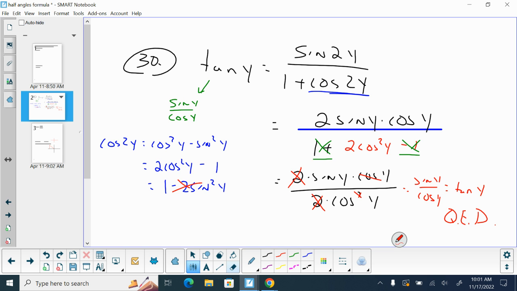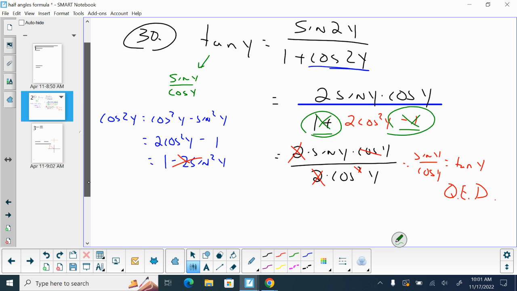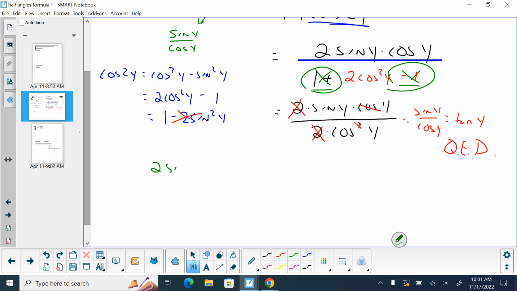Once again, you'll see something like that on your test. It's just using your double angle substitution. The key is making sure that you choose the correct one, that you're trying to use one that helps you out a little bit. Now, if you use cosine squared minus sine squared, which is fine, if you had 2 sine of y times cosine of y over 1 plus cosine squared y minus sine squared y, you made that substitution instead.